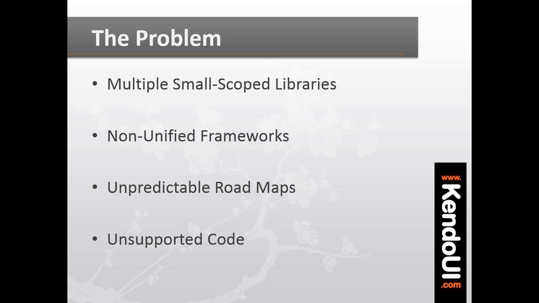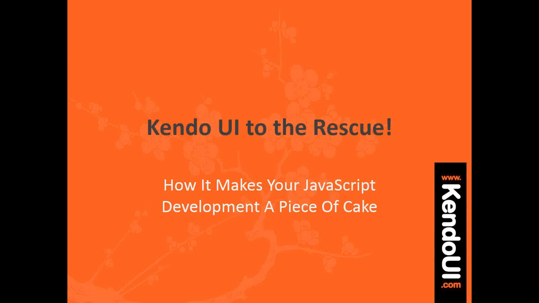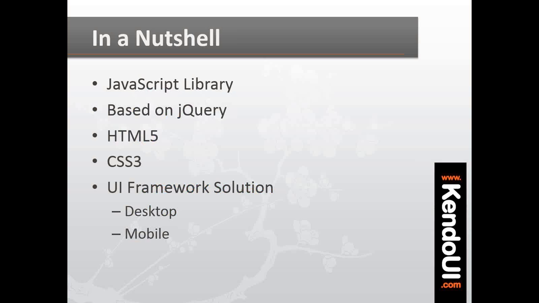Unsupported code. Sometimes what happens is the jQuery keeps moving, but the plugin was written for 1.8 or 1.x or whatever it is, but the jQuery moved to 2.0. So who's going to give you that support when it breaks? Nobody. It's open source, so you have to take care of it. So that's where Kendo UI comes to the rescue. It makes your JavaScript development a piece of cake. So we'll let you know how.